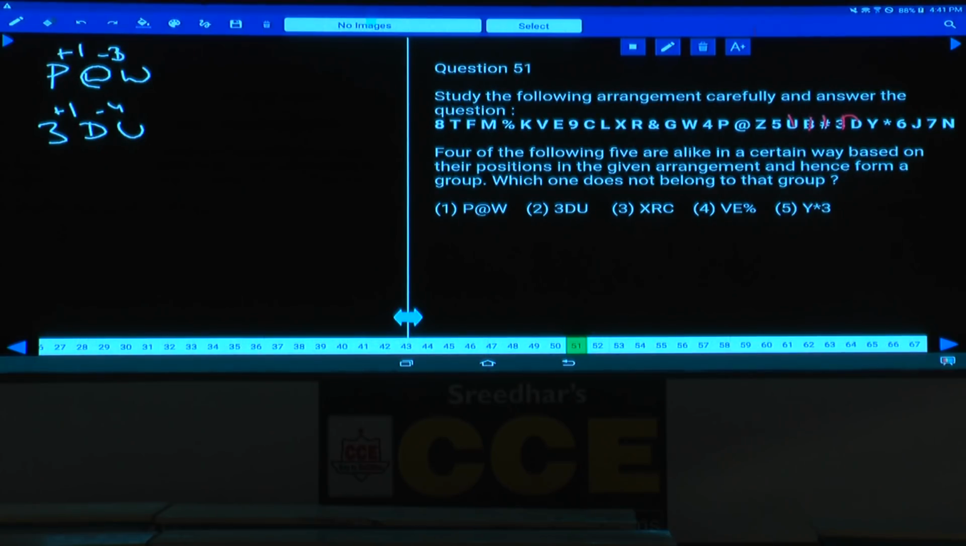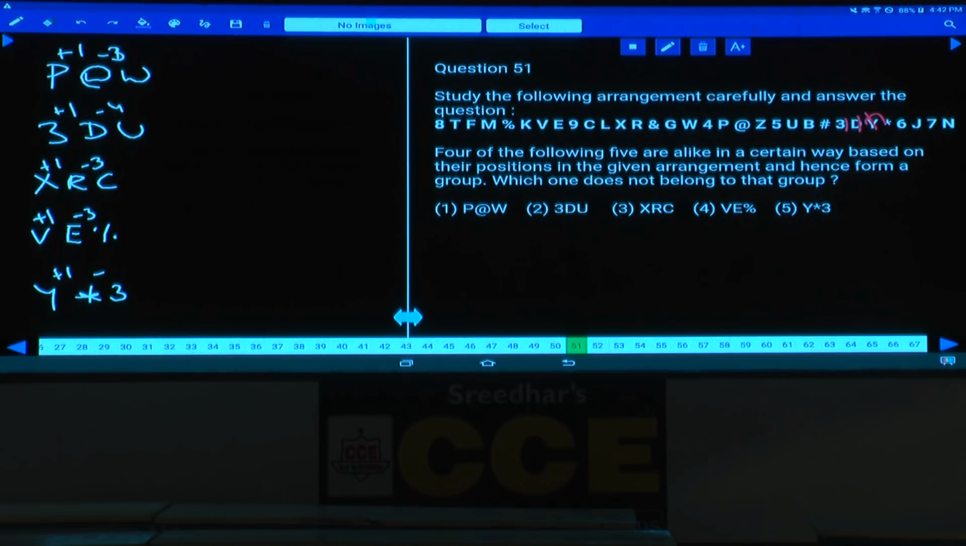Next one, XRC. Between X and R, what is the relation? X to R is plus 1, then minus 3, and R to C is minus 3. Next one, VE%. V to E is plus 1, then minus 3, plus 1, minus 3. Next one, Y*3. Y and star is plus 1, and then minus 3. Then what is your answer here?